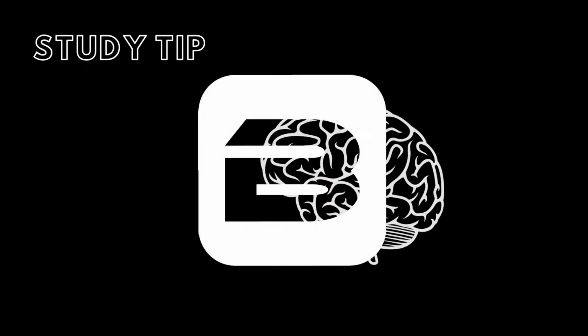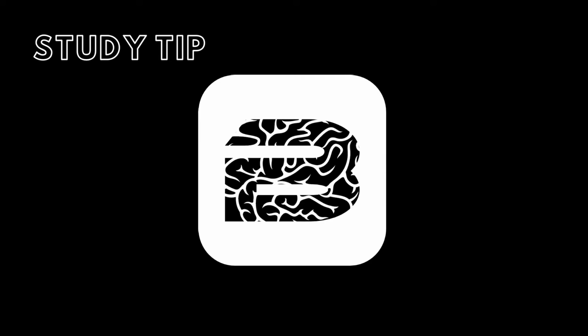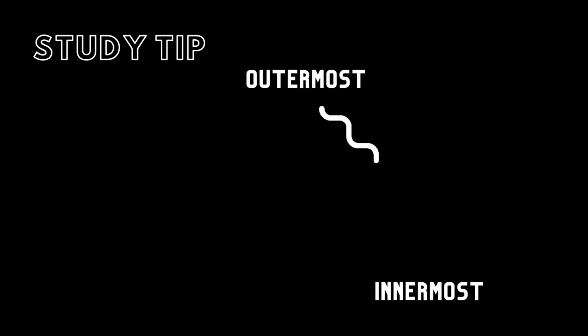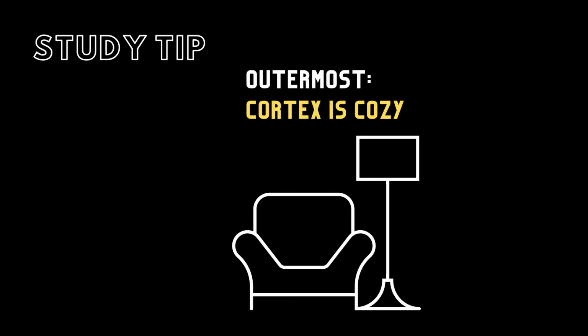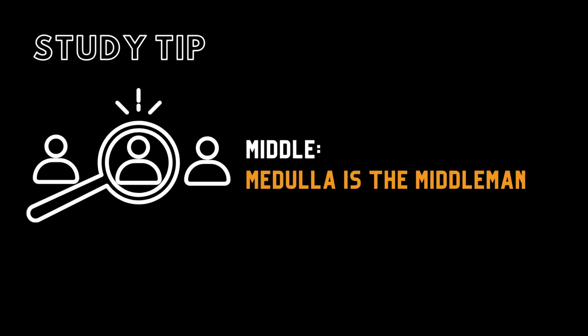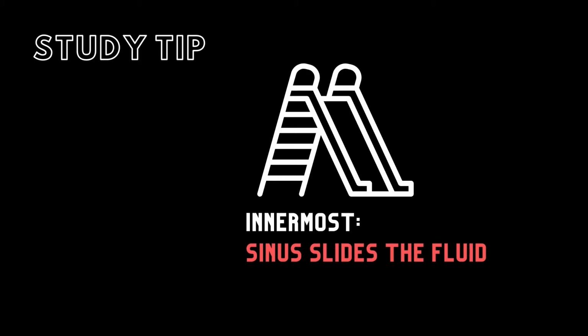A simple way to remember the difference and placement of these three inner structures is that they are alphabetically in order from the outermost to innermost structure, with the outermost being the cortex. The cortex keeps the insides cozy. The medulla is the middleman, and the sinus slides the fluid out. The ureters are tubes that transport urine from the kidneys to the bladder.